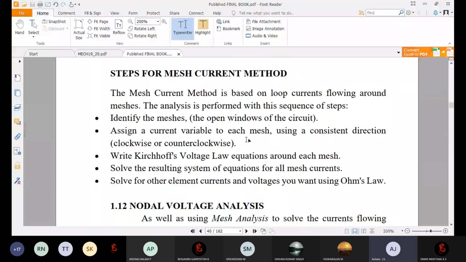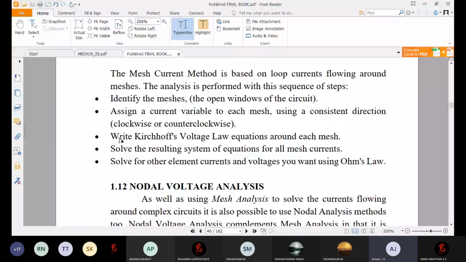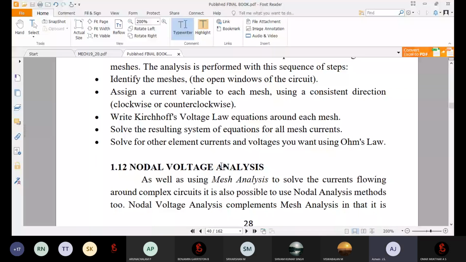So they ask you to draw the current direction, whether clockwise or counterclockwise. Next, they're asking to write the Kirchhoff voltage law equation around each mesh. While starting the equation, I used to mention apply KVL to loop 1, apply KVL to loop 2, to identify which loop I'm applying the KVL law. And the fourth point is solve the resulting system of equations for all mesh currents.